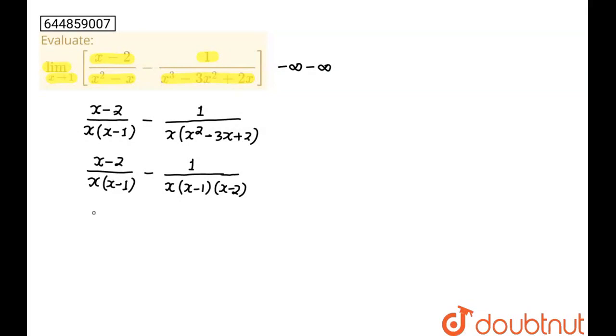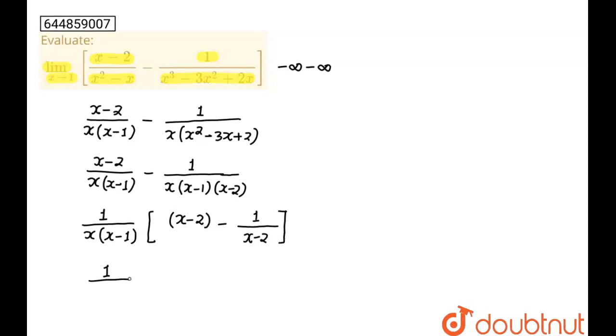Okay, now from both I am going to take x and x minus 1 common. So this will become 1 upon x into x minus 1. Okay, and this will become x minus 2 minus 1 upon x minus 2. And this will become 1 upon x into x minus 1, and this will be x minus 2 whole square, minus 1 upon x minus 2.